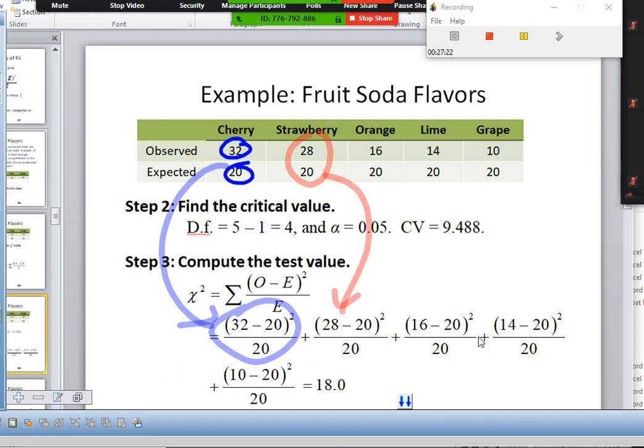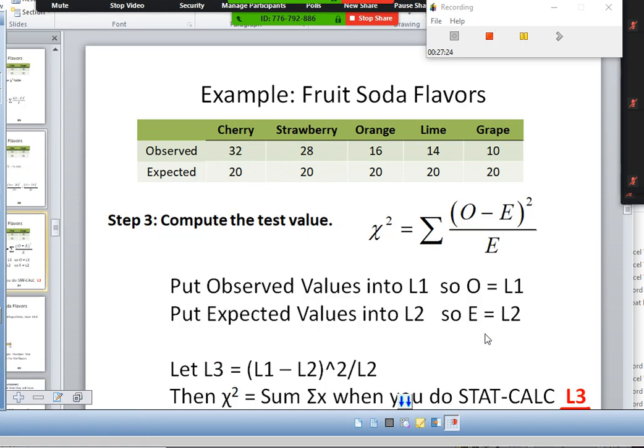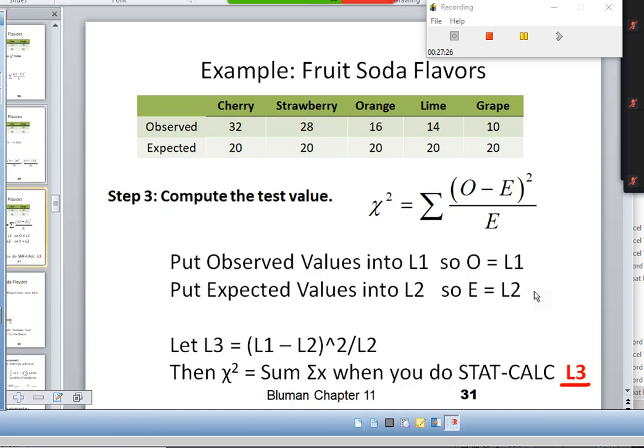Yeah, go ahead. So just if I was asking you, what do we put when we do the L1 minus L2 squared, like which function?